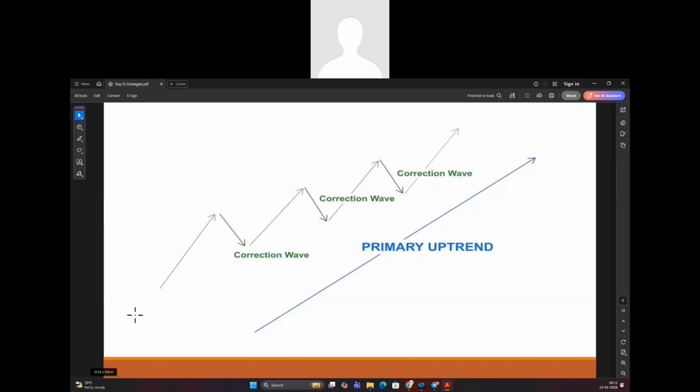So today you might have seen the crude oil. Exactly from the correction phase it started falling. Yes or no? Exactly from the correction phase it started falling. Yes, so that's how we wait for the trend to capture.